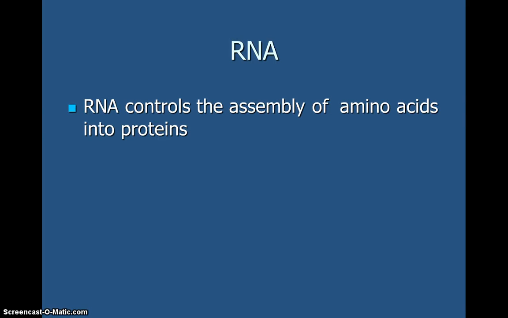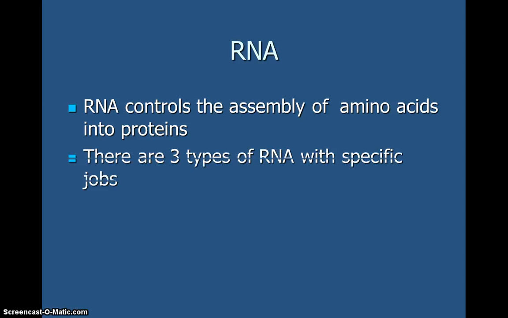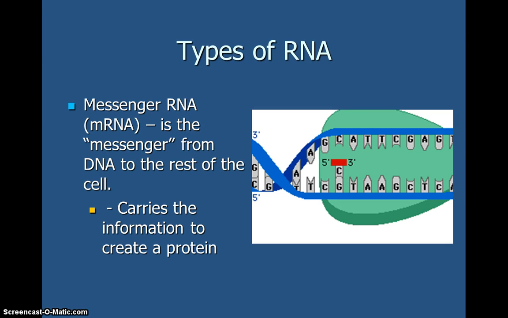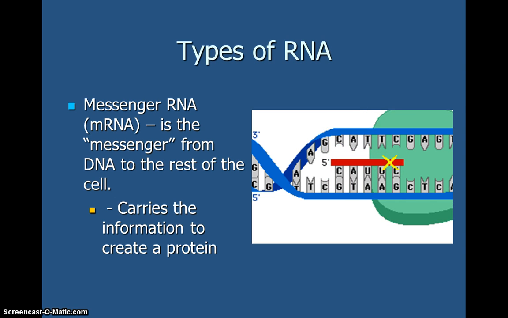RNA is going to control the assembly of amino acids into proteins. So we all know that amino acids make up proteins. That was way back in chapter 2. So RNA actually controls how those amino acids are linked together to make the proteins. There are 3 types of RNA, and they each have a specific job. First off, messenger RNA, also called mRNA, and that is going to carry information to create proteins.